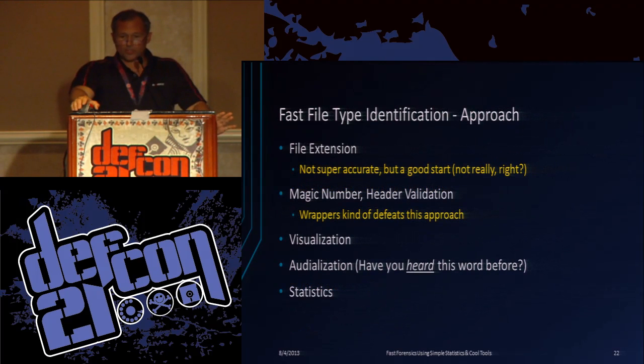All right, so of course, how do you identify a file? You got this new file. What is it? Well, you look at the extension, but that doesn't mean anything, right? You look at the magic number, that may mean something if it's not disguised as something. We can apply a visualization, that's what this tool does. It will also do the audialization, which is a very strange word, but it's actually out there. And then statistics.